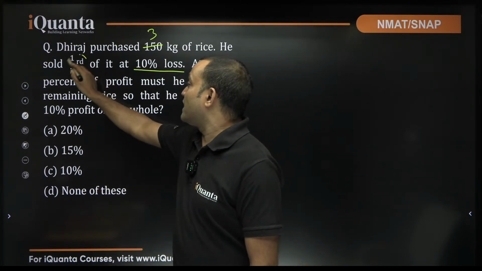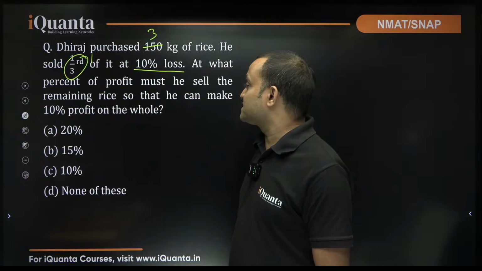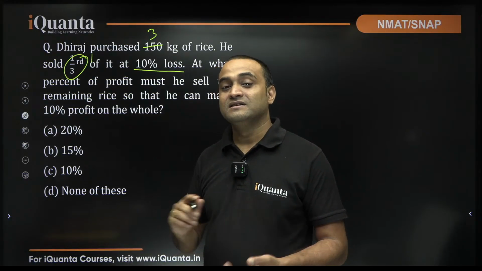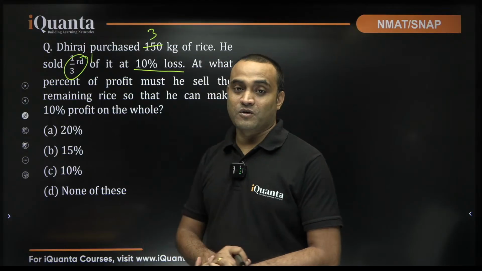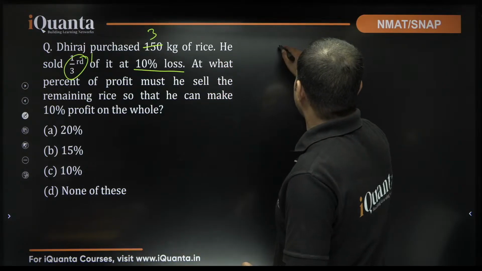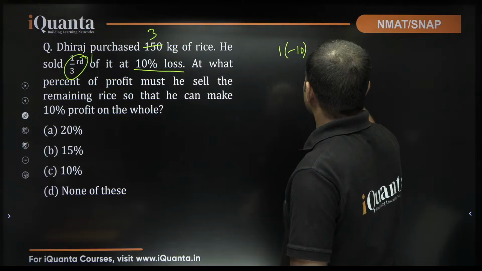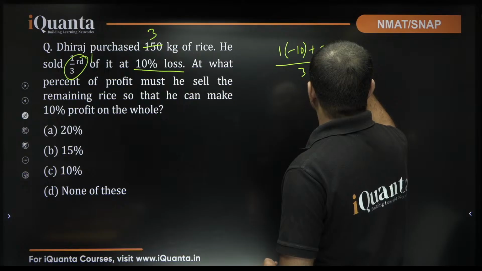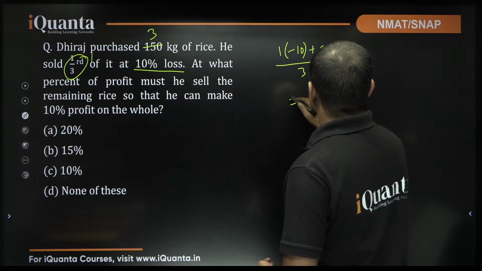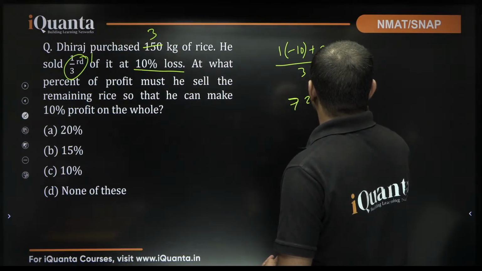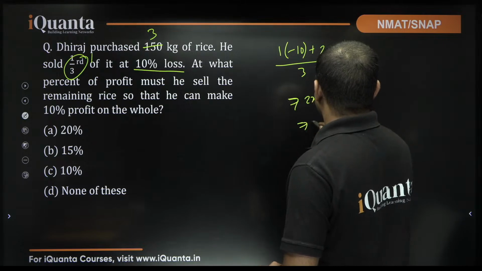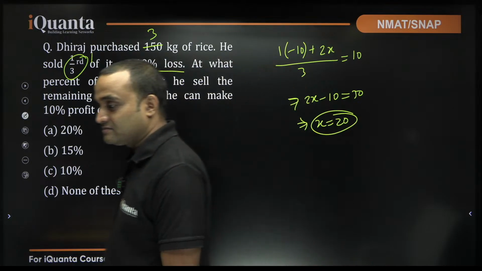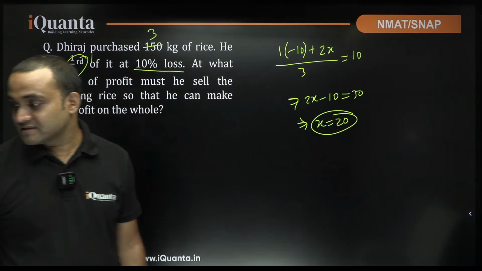So one part was sold at 10% loss, and two parts will be sold at what percent so that the total will be 10% profit? So one part at 10% loss plus two parts at x% profit, divided by 3, should be equal to 10. Or we can say 2x minus 10 is equal to 30, and x is equal to 20%. This is the answer. Allegation can be used here, yes.